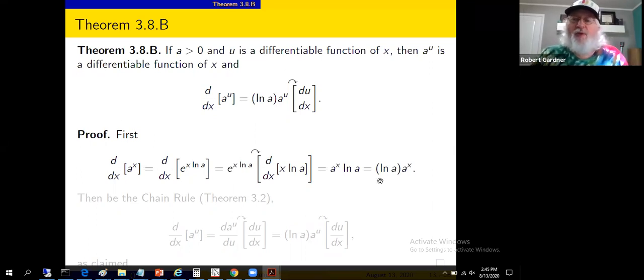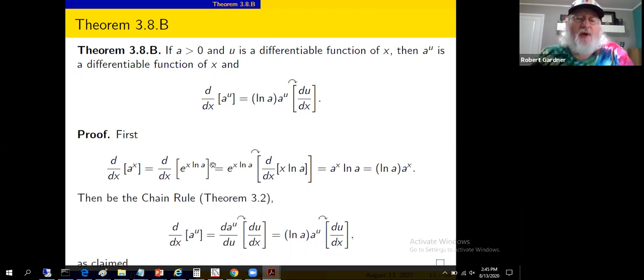So there's how you differentiate a to the x. What if you have in the exponent a function of x itself, and you have a to the u, and you differentiate with respect to x? Well, you differentiate the a to the u with respect to u, and you know how to do that. You get natural log of a to the u out front, and then the chain rule sticks a du dx on it, as was claimed up here.